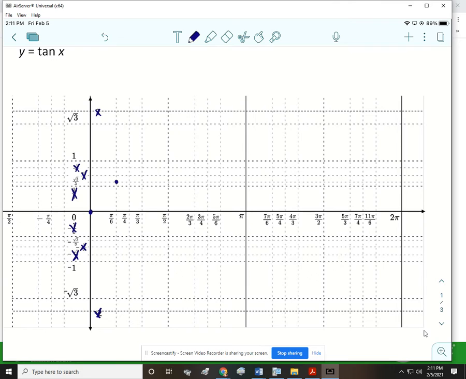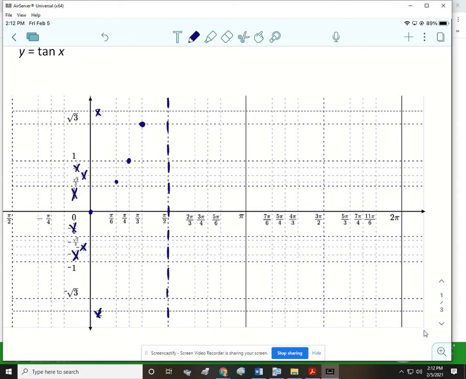Okay, so then when I go to find the tangent of pi over 4, you do the y divided by the x, and that should give you 1. Then for the tangent of pi over 3, you do the y divided by the x, and that should give you the square root of 3. And then for pi over 2, when you do y divided by x, you get 1 divided by 0, which is undefined. So that's a vertical asymptote.